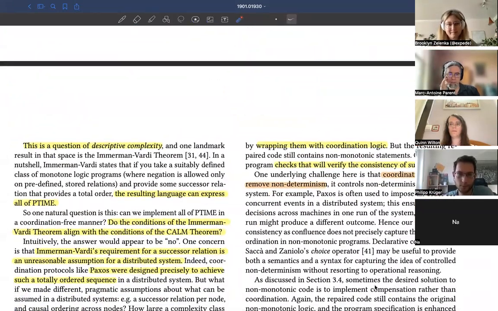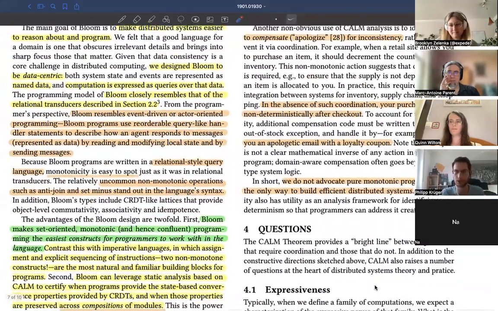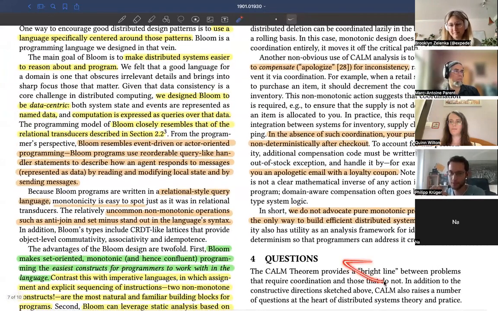I think what grinds my gears there so much is they say it's a bright line between programs that don't require coordination and ones that do. But it's only a bright line if you understand exactly how you can map your problem, which could be of any form, into this weird kind of function that takes a set as input and produces a set as an output, right?